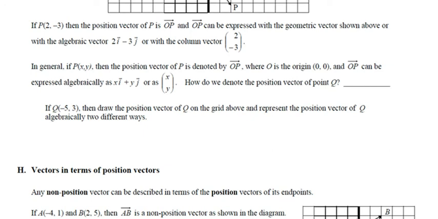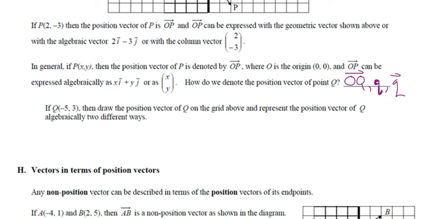How do we denote the position vector of point Q? Where is point Q? Doesn't matter. OQ. Yes. Why can't that be IQ? Or a bold letter Q? No, we can't do that. Or Q.